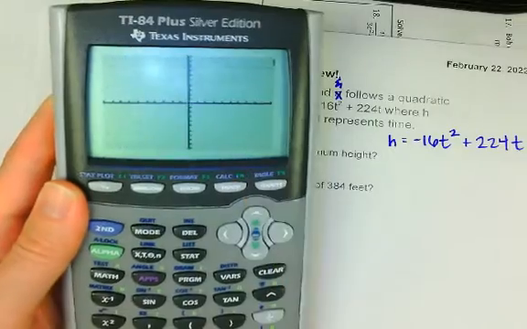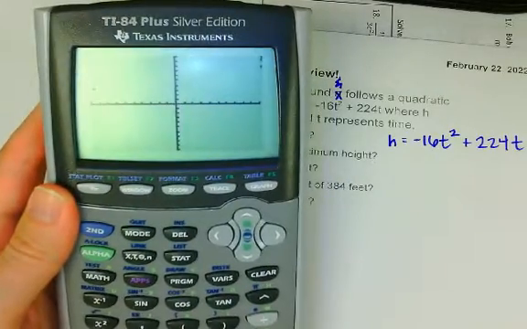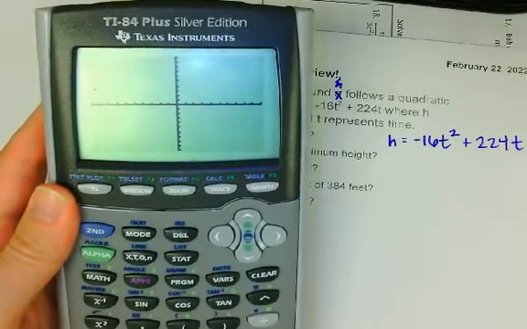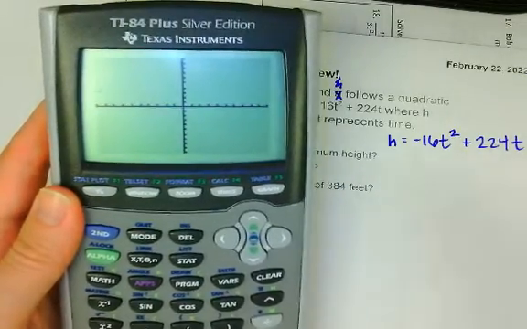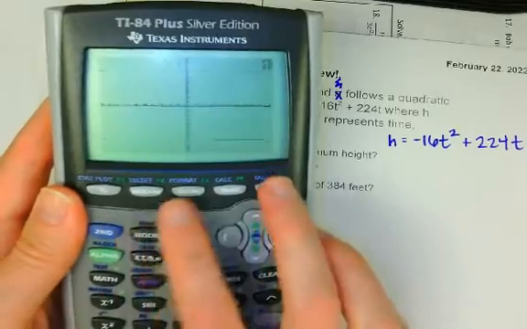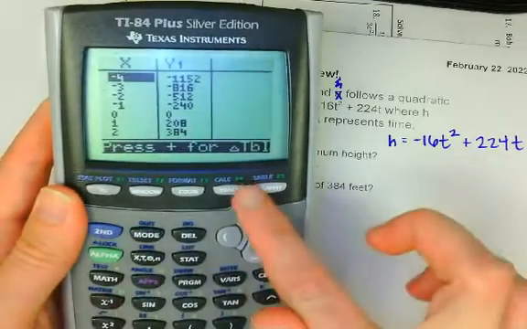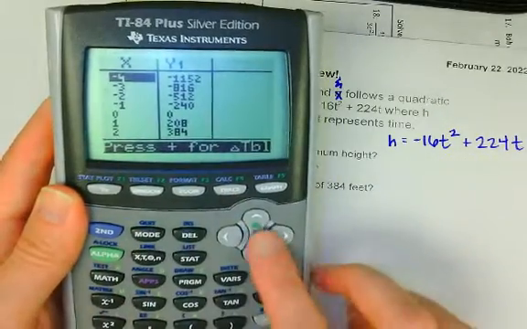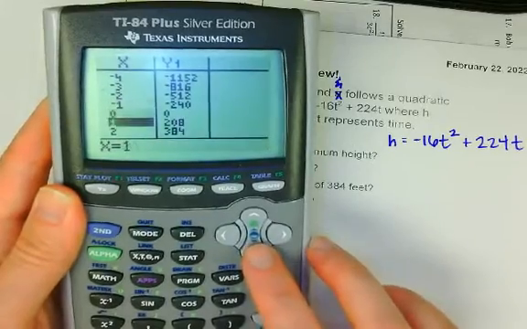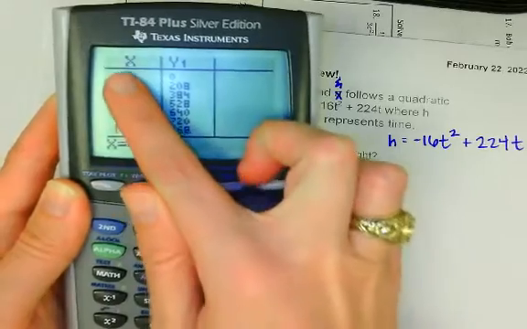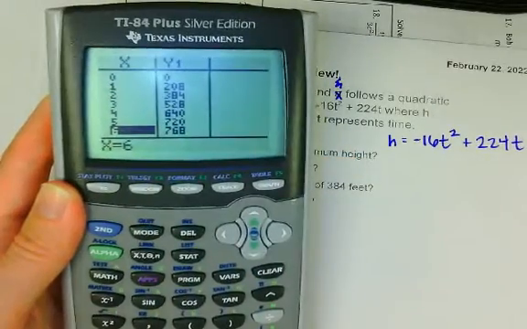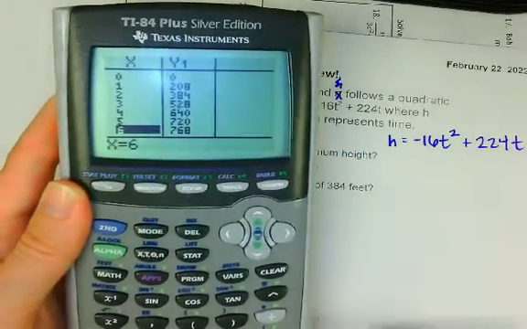If you go to the graph, it is not helpful because this rocket goes so high. So instead, I want you to go to the table. So second, graph. And now I'm going to scroll down to where the numbers start to make sense. Remember, I only want positive time and positive height.